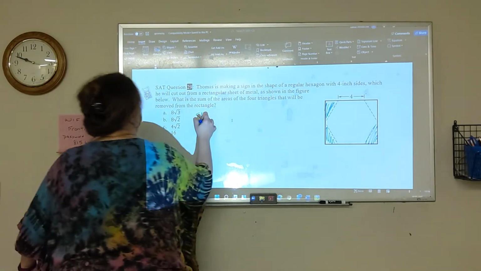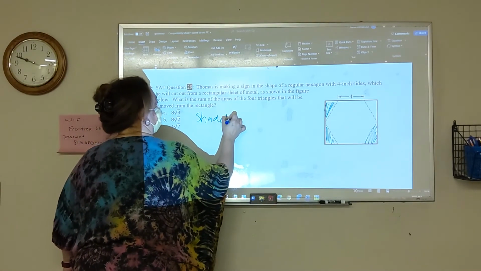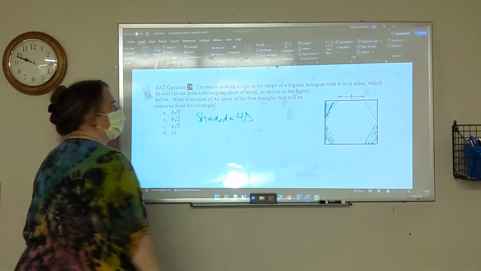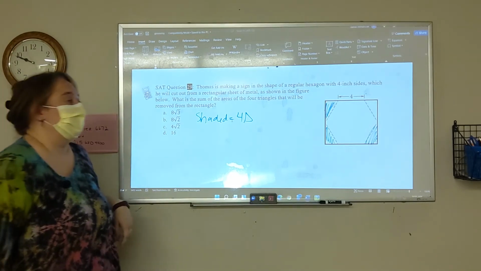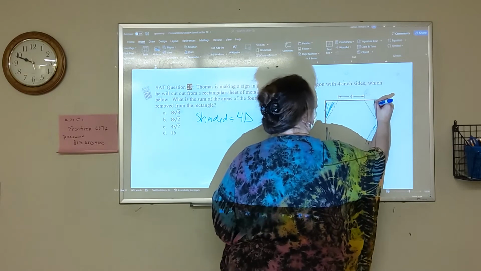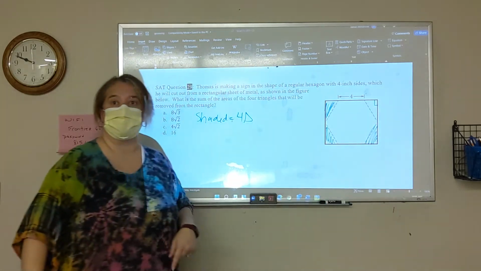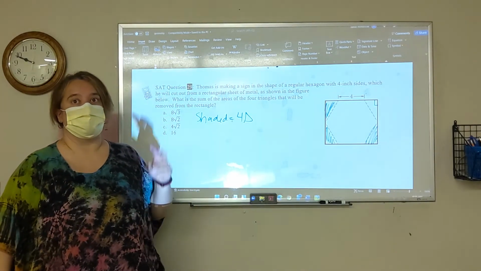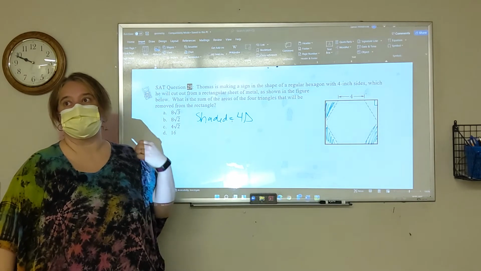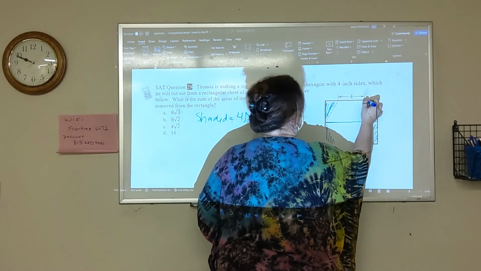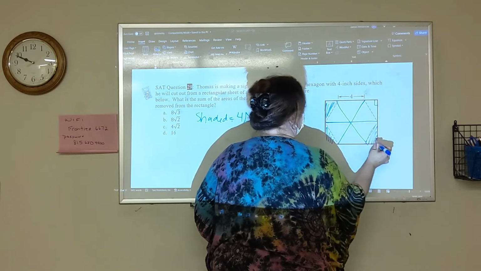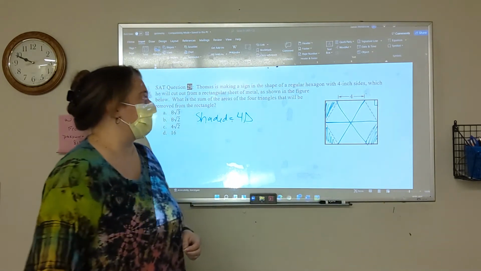So again, my plan, my shaded area, is 4 times the area of one of my triangles. Well, I have a hexagon. Hexagons can and should be divided into 6 congruent equilateral triangles. So here we go. There we go. 6 congruent equilateral triangles.